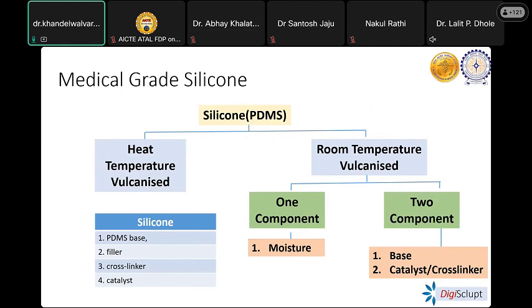First is the base part, and second is the catalyst or cross-linker part. Here the initiator can be a photo initiator, like UV light, or maybe a platinum catalyst, which is activated upon mixing the two components. So this is the main background of the silicones available commercially. This two-component system, which comes as a base and a catalyst part, is the major highlight with respect to direct 3D printing of silicone.